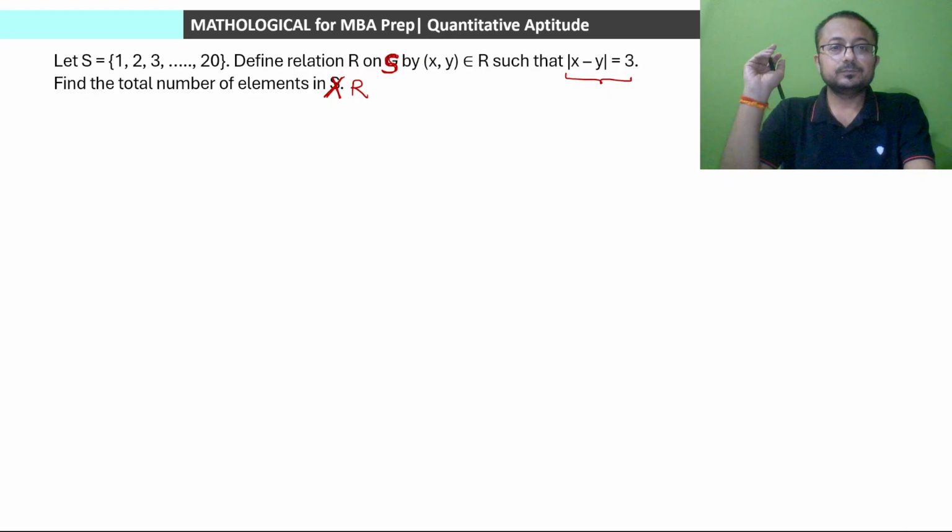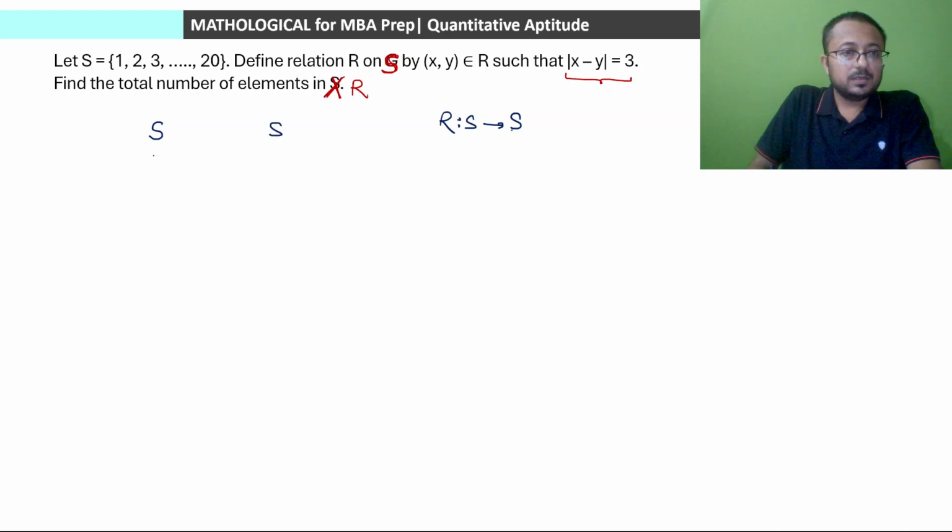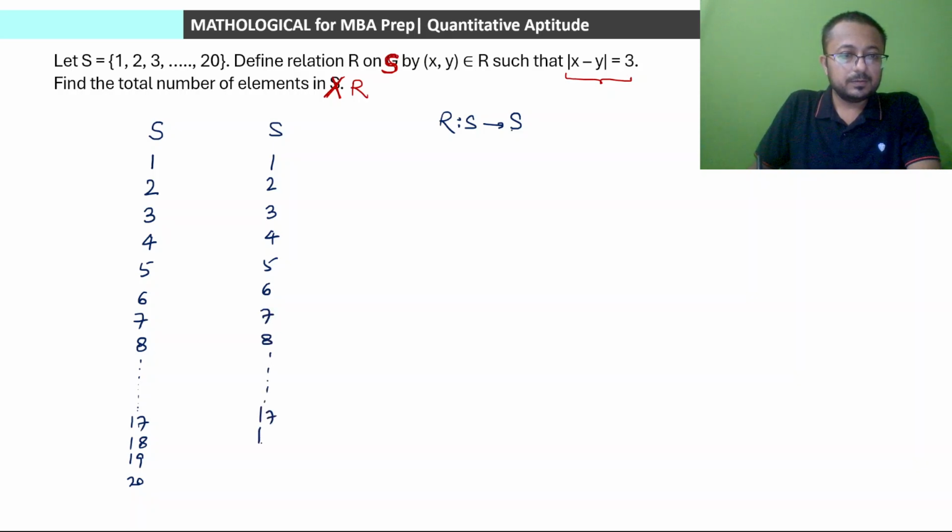Solve it. Let us try to identify the pattern. Since R is a relation from S to S, S को लिख लेते हैं दो बार. S contains all elements from 1 to 20, 1, 2, 3, 4, 5, 6, 7, 8 till 20. 1, 2, 3, 4, 5, 6, 7, 8 till 20. And the relation is such that mod of x minus y is equal to 3.